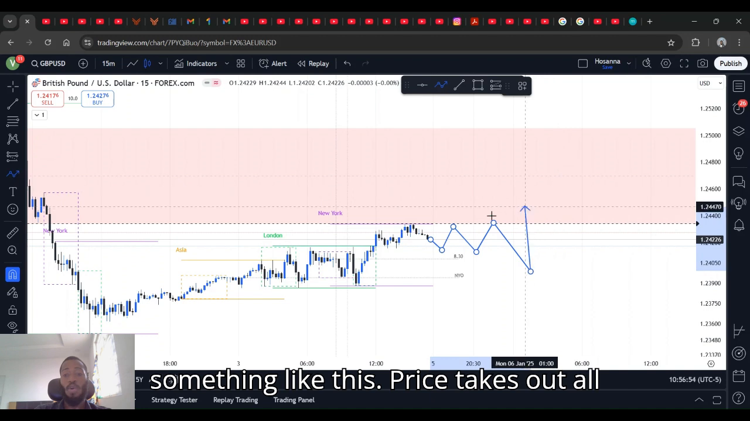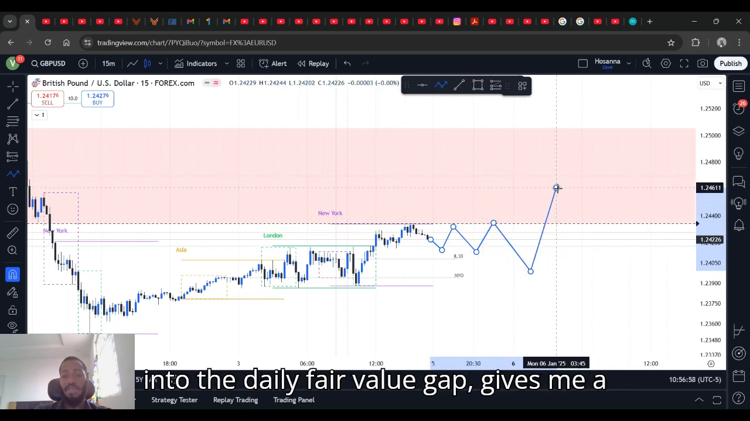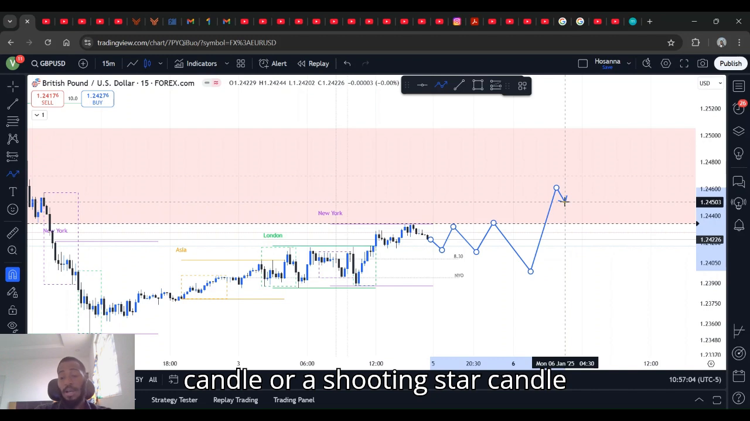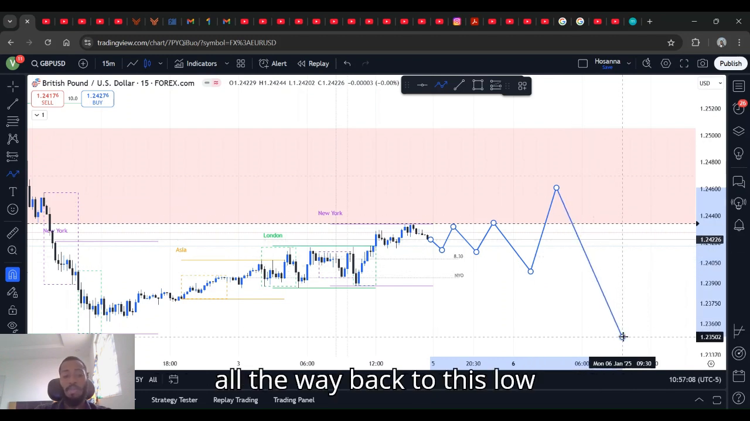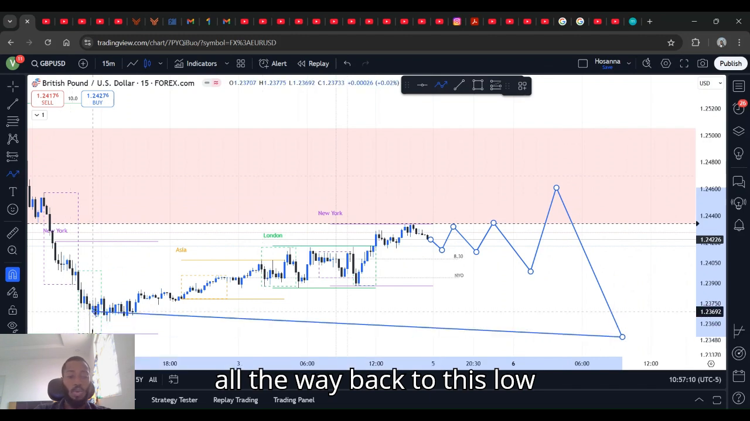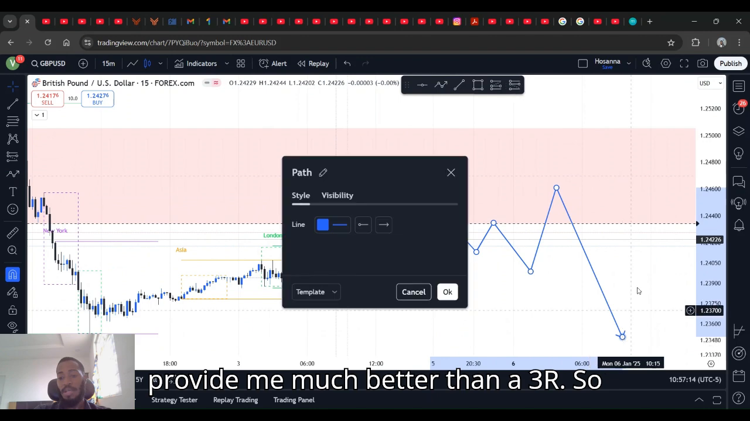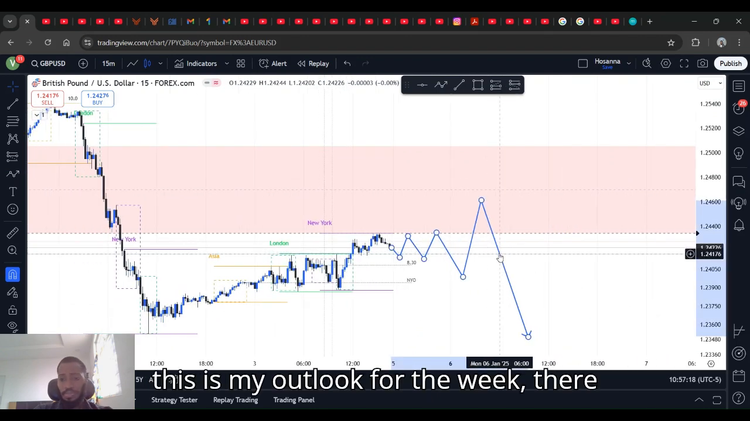Price takes out all of those highs, trades into the daily fair value gap, gives me a nice 15-minute bearish engulfing candle or a shooting star candle. And then I'll look to take a short trade all the way back to this low right here, which I'm pretty sure should provide me much better than a 3-hour trade. So this is my outlook for the week.